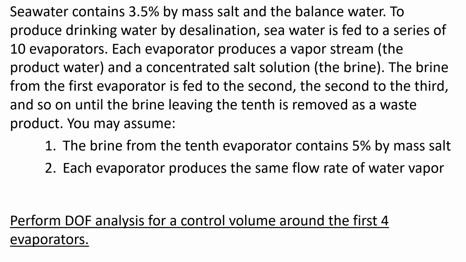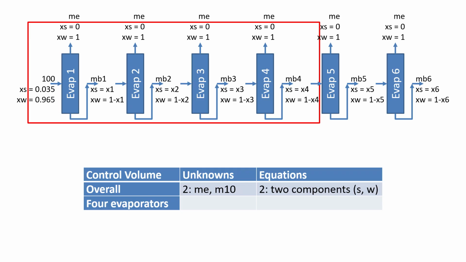Now what I'd like for you to do is consider a control volume around the first 4 evaporators instead of the overall control volume. Can we solve for the unknowns associated with that control volume? So I've drawn a control volume around the first 4, and I've blown it up a little bit. I've eliminated the evaporators beyond the 6th evaporator.